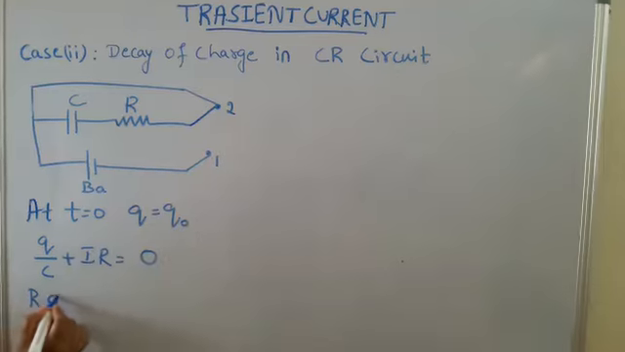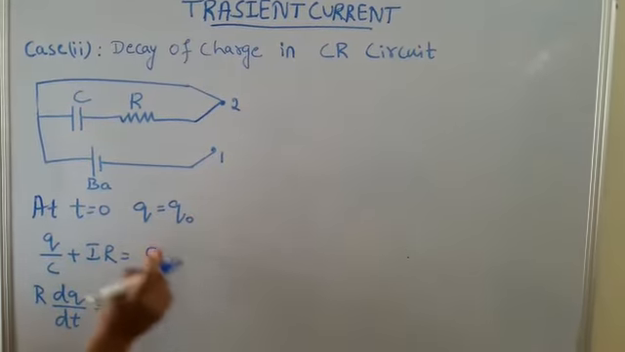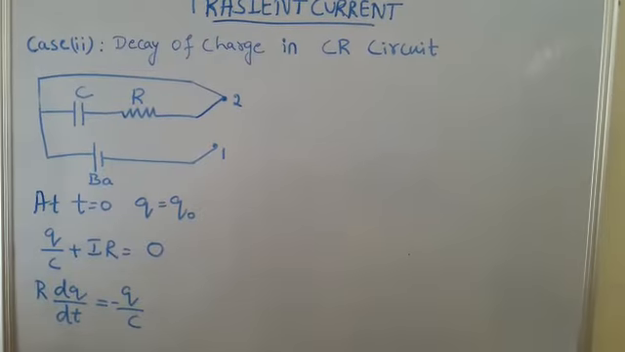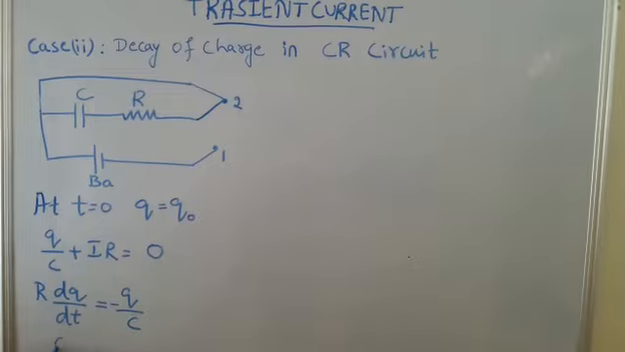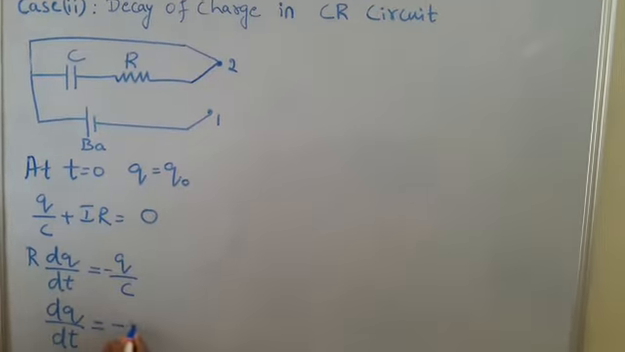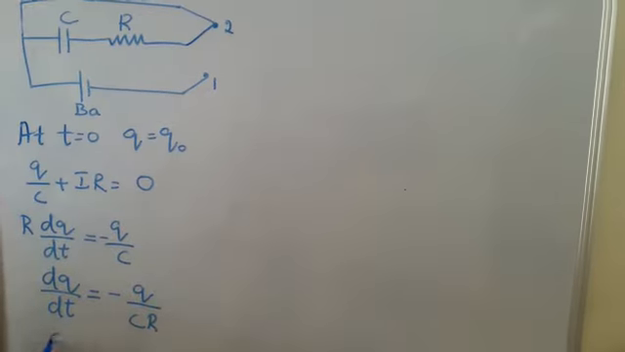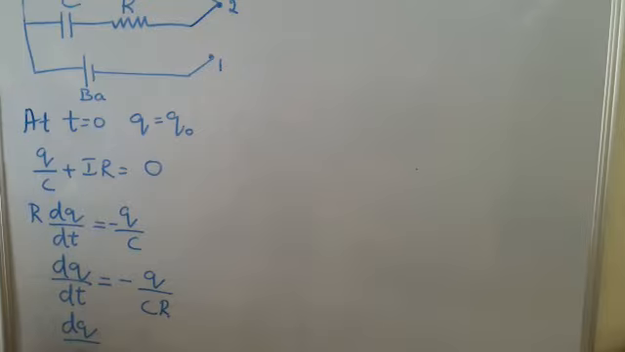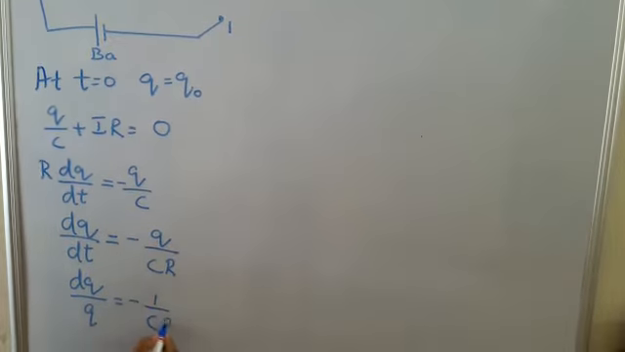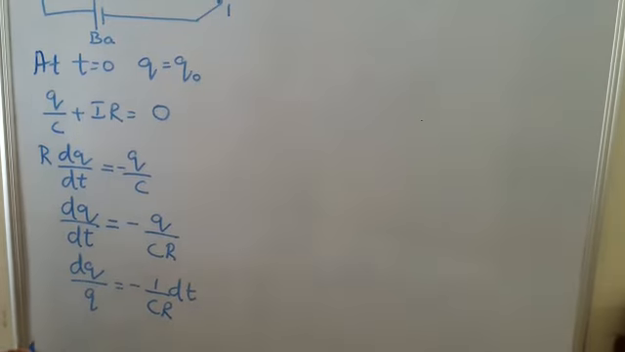Therefore R into dq divided by dt will be equal to, let us transfer Q by C to the LHS, minus Q divided by C. Transfer R to the RHS, we have dq divided by dt equal to minus Q divided by CR. Rearranging the terms, we have dq divided by Q equal to minus 1 divided by CR into dt. Now integrating on both sides.